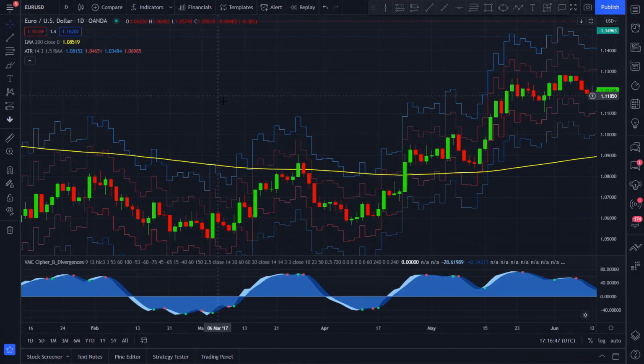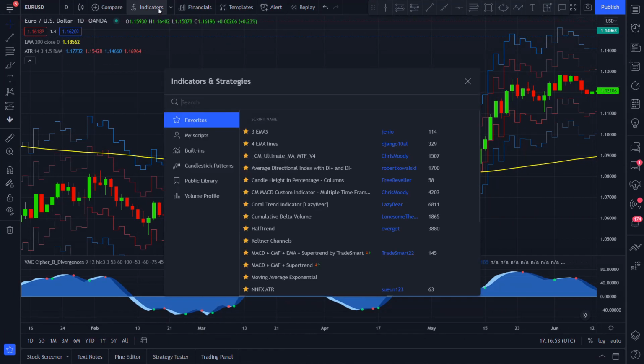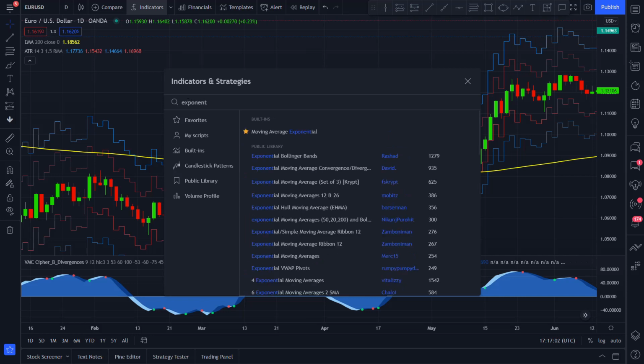As I mentioned earlier, this strategy is very simple and it will only need 3 different indicators. So, let's see what those indicators are. So first, you will need the 200 exponential moving average. So type in exponential, and it's going to be this one.